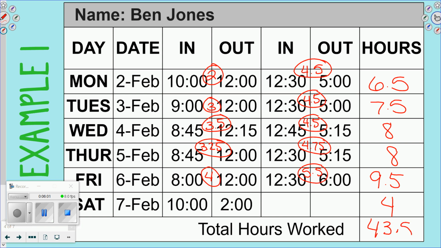Yeah, 43.5. How'd you guys do? Good. Questions on that first part? That's where most students are going to struggle. They're going to count the hours wrong. All right.